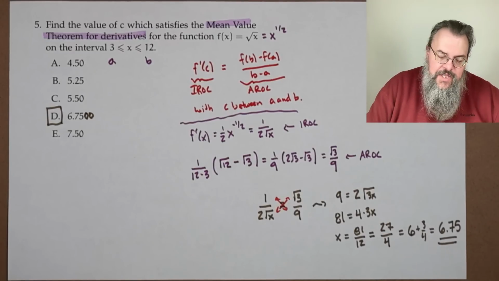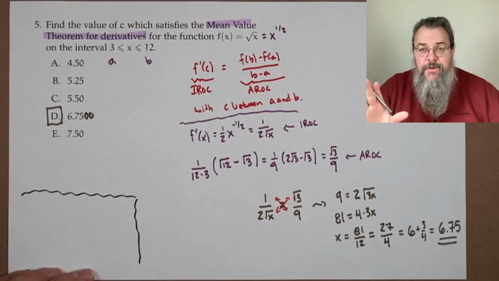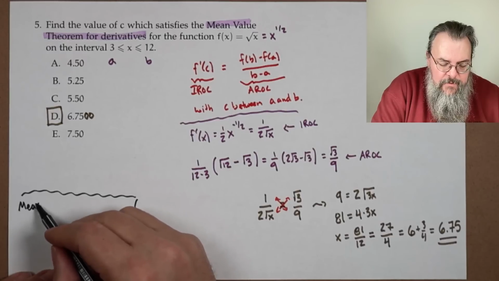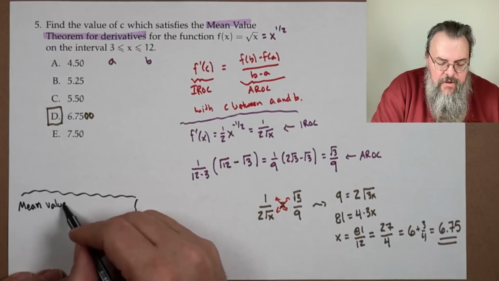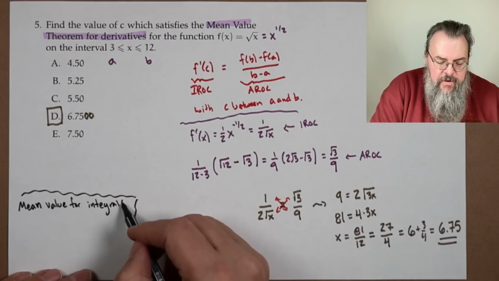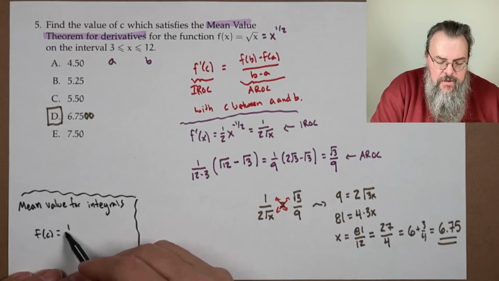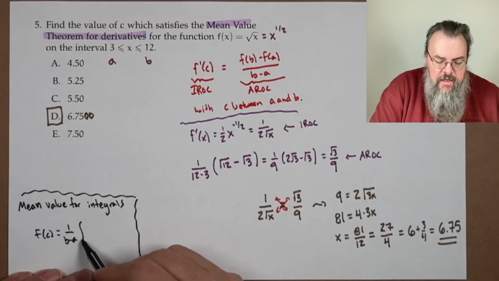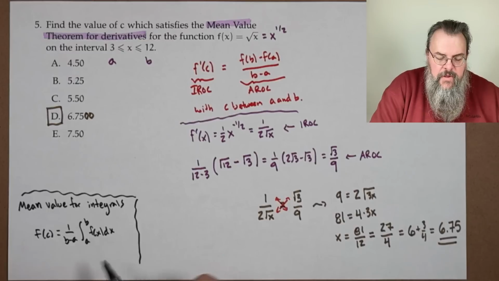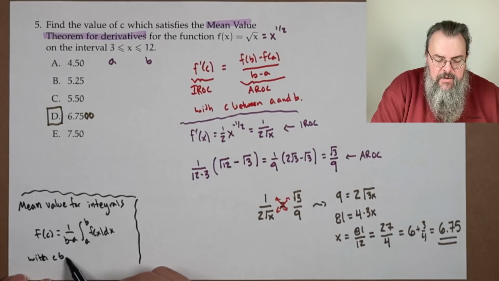Okay, on a side note, you might say, wait, what's the other one? We don't need it for this problem, but just so you know, the mean value theorem for integrals has the following. And it looks very similar. It basically says f of c is equal to 1 over b minus a, integral a to b, f of x dx. And that's with c between a and b.